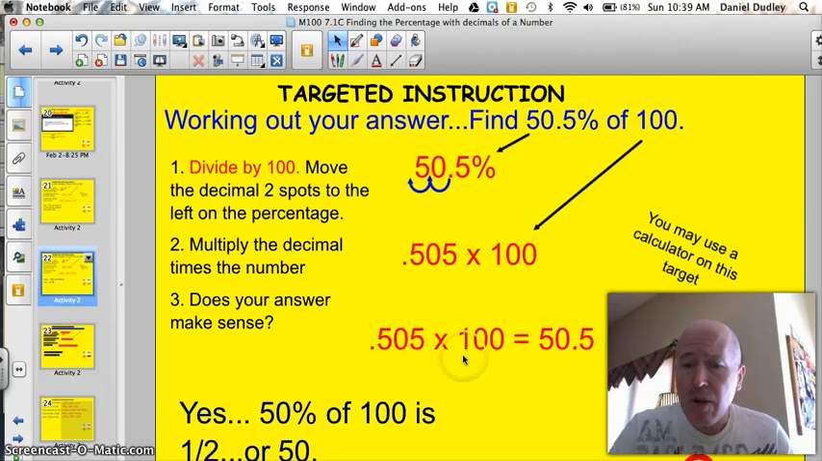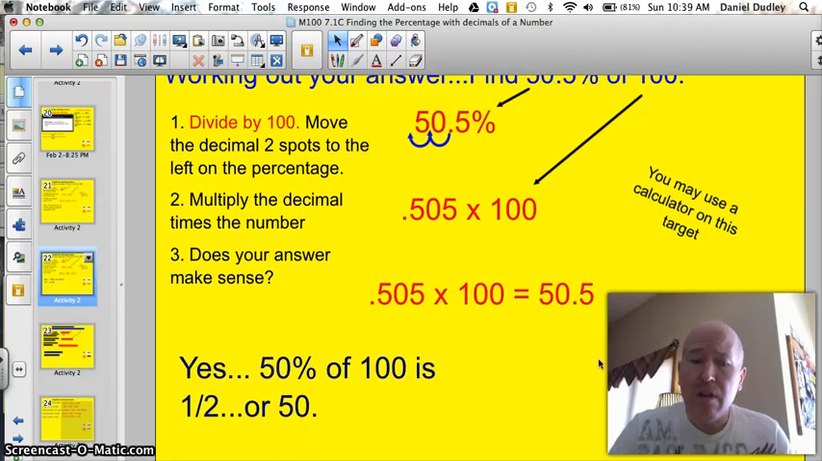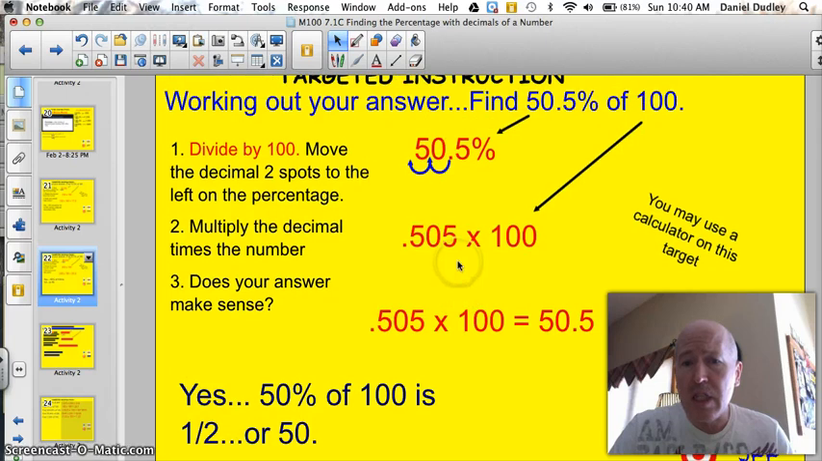0.505 times 100 is 50.5. Does that make sense? Well, yeah, because 50% of 100 is a half, or 50, and we're just a little bit more over this, a half percent more. So that answer makes sense.